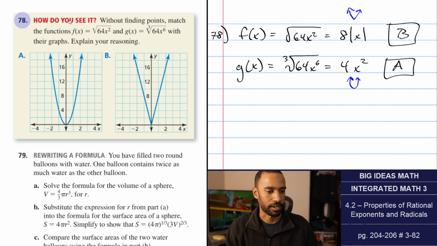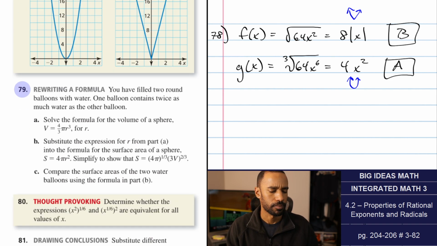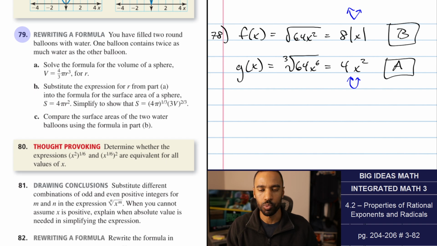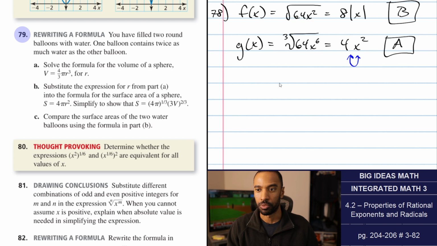All right, number 79. Rewriting a formula. You have filled 2 round balloons with water. One balloon contains twice as much water as the other balloon. Those are volume things.